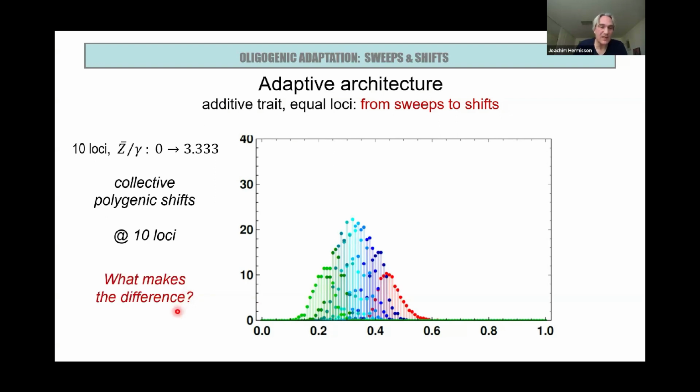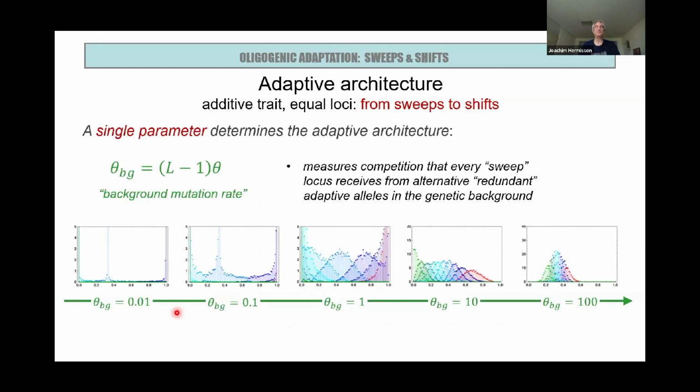All right, and we can of course ask what makes the difference. Since I've already stressed this so much, you could have guessed that it's not selection strength or anything like this, but only mutation rates. It is this one parameter that we call the background mutation rate, that is L minus 1, where L is the number of loci, in this case L equals 10, times the per-locus mutation rate that here is assumed to be the same for all these loci.